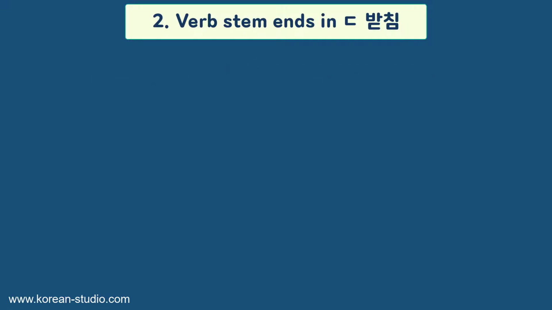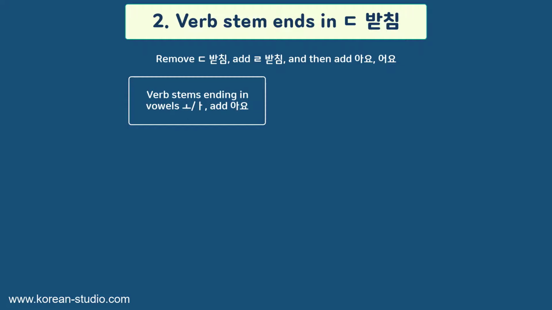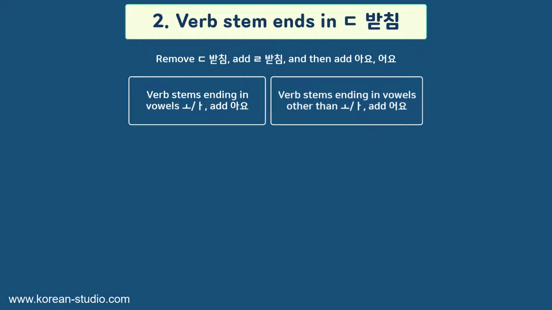And this is for verbs that end in 디귿 받침. If a verb stem ends in 디귿 받침, then we remove the 디귿 받침, add 리을 받침, and then add 아요 or 어요, depending on the vowel used in the final syllable of the verb stem. If the verb stem uses the vowels ㅗ or ㅏ, then we add 아요. But if the verb stem uses vowels other than ㅗ or ㅏ, then we add 어요. So the verb 깨닫다, to realize, changes to 깨달아요. And this is the only verb where 아요 is added.